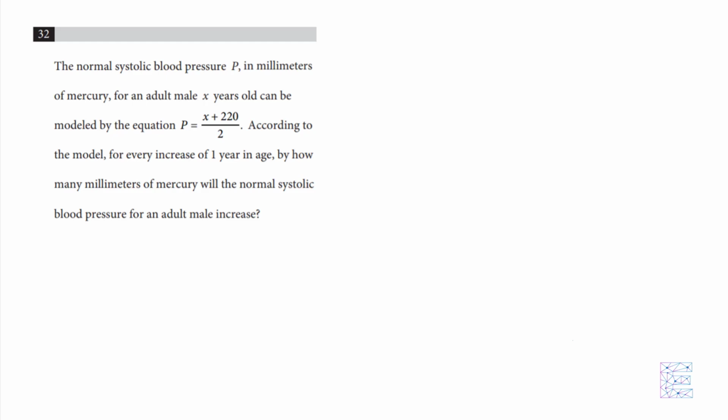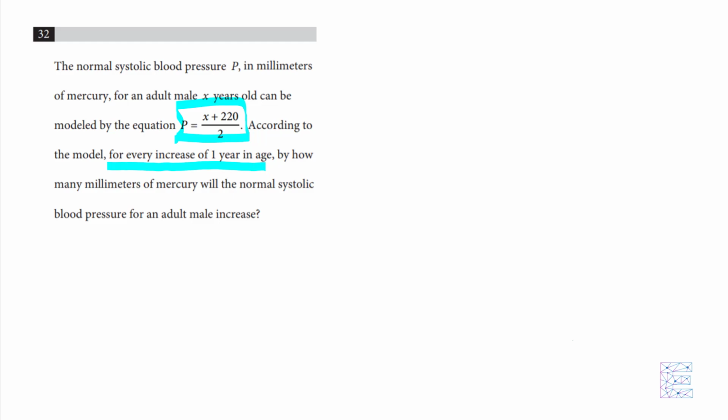The normal systolic blood pressure P in millimeters of mercury for an adult male, X years old, can be modeled by the equation P equals (X plus 220) divided by 2. According to that model, for every increase of 1 year in age, how many millimeters of mercury will the normal systolic blood pressure for an adult male increase?